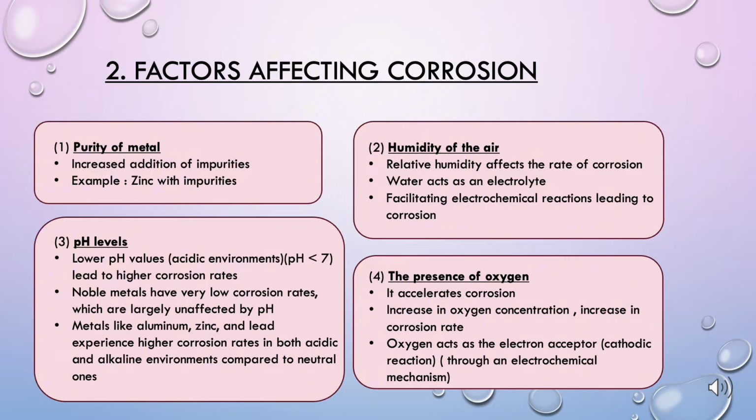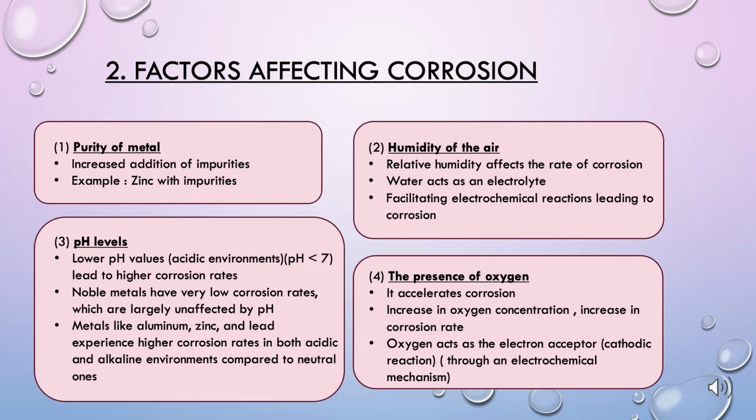Secondly, relative humidity affects the rate of corrosion. The rate increases sharply above a specific level called critical humidity. Beyond this threshold, corrosion happens much faster. The heightened corrosion with increased humidity is attributed to the oxide film's tendency to absorb moisture, leading to additional electrochemical corrosion. Then, water acts as an electrolyte, facilitating electrochemical reactions leading to corrosion.